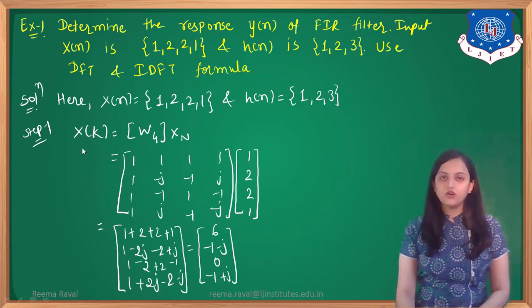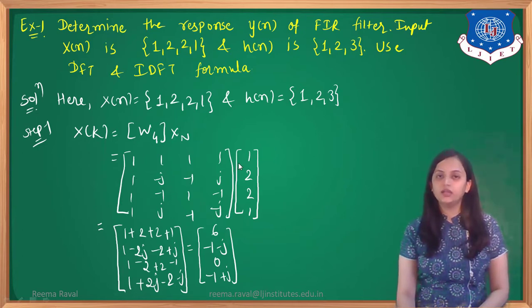So for x of k, that means the first step to obtain x of k from x of n, we will use the matrix method where the matrix will be horizontal 1 values, vertical 1 values, diagonal minus j, over here plus j, having the diagonal entry minus 1 and in between 1. This is the same matrix which we have seen in the previous session to find the DFT of the given sequence. This is to be multiplied with x of n, which is 1, 2, 2, 1 in our case.